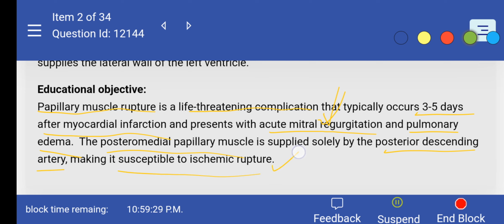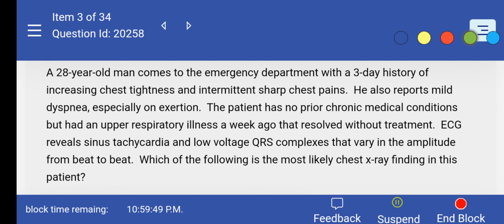ischemic rupture. In question number 3, a 28-year-old man comes to the emergency department with a 3-day history of increasing chest tightness and intermittent sharp chest pains. He also reports mild dyspnea, especially on exertion. The patient has no prior chronic medical conditions but had an upper respiratory illness. Okay, let us see.